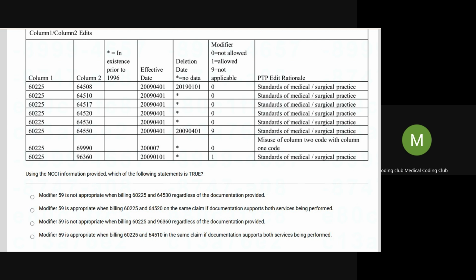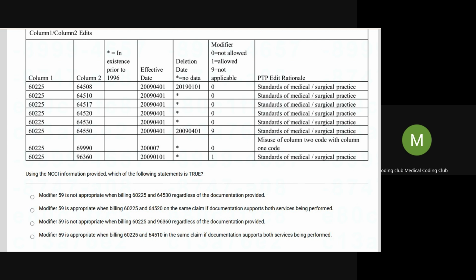Whenever there are two procedures, we should ask ourselves whether these two services can be reported together on the same patient on the same date of service. For that, we have to check the CCI edits. The CCI edits were developed mainly to prevent improper coding and inappropriate payment when we are reporting two CPT codes together.